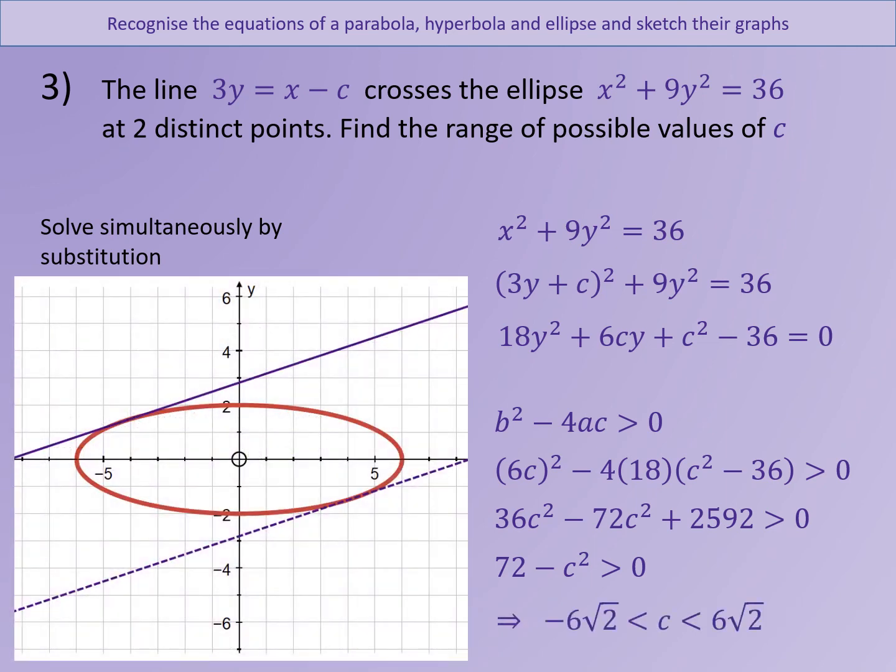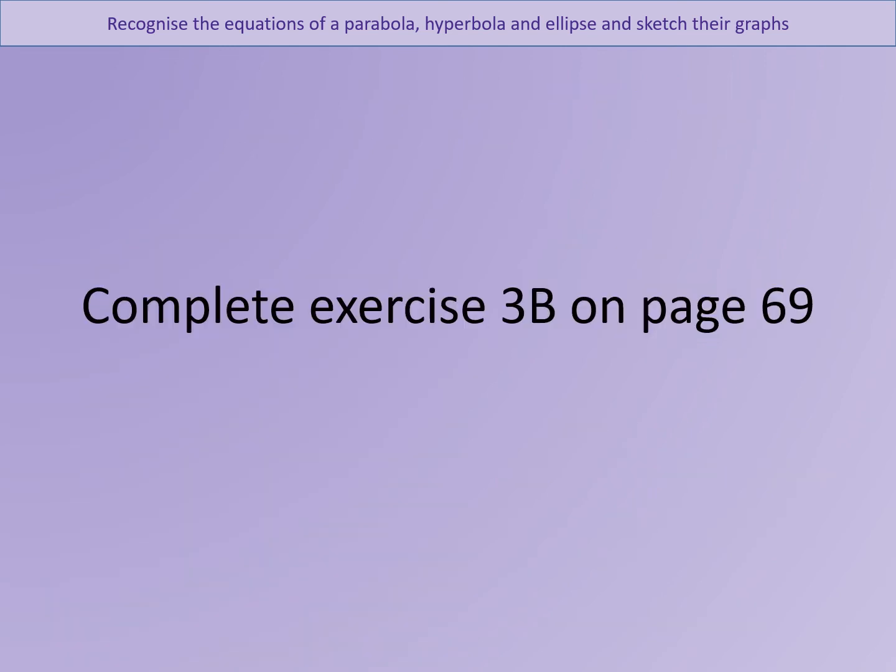So we can see that this has solutions. C has to be between minus 6 root 2 and 6 root 2. We can see from the graph that that is indeed the case. If we have values of C between those two values, the line will intersect the ellipse. However, if C is larger than 6 root 2 or smaller than negative 6 root 2, the line will not intersect the ellipse. Now complete exercise 3b on page 69.